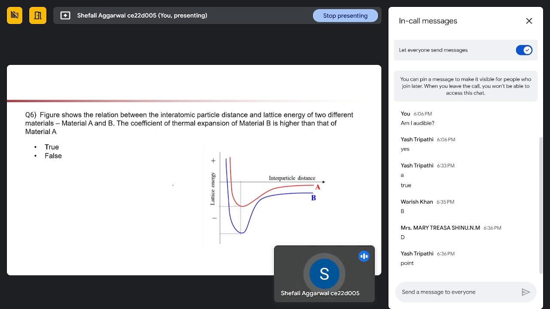Okay, so the next question is: the figure shows the relation between the interatomic particle distance and lattice energy of two different materials, material A and material B. The coefficient of thermal expansion of material B is higher than of material A. True or false?